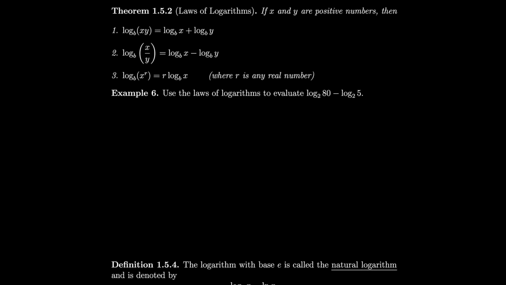Okay, let's use the laws of logarithms to evaluate log base 2 of 80 minus log base 2 of 5. So the log base 2 of 80 minus the log base 2 of 5 is equal to the log base 2 of... well, this is subtraction, so we're going to use law number 2. So that's 80 divided by 5, if we want to write this as one log. Well, 80 divided by 5 is 16.